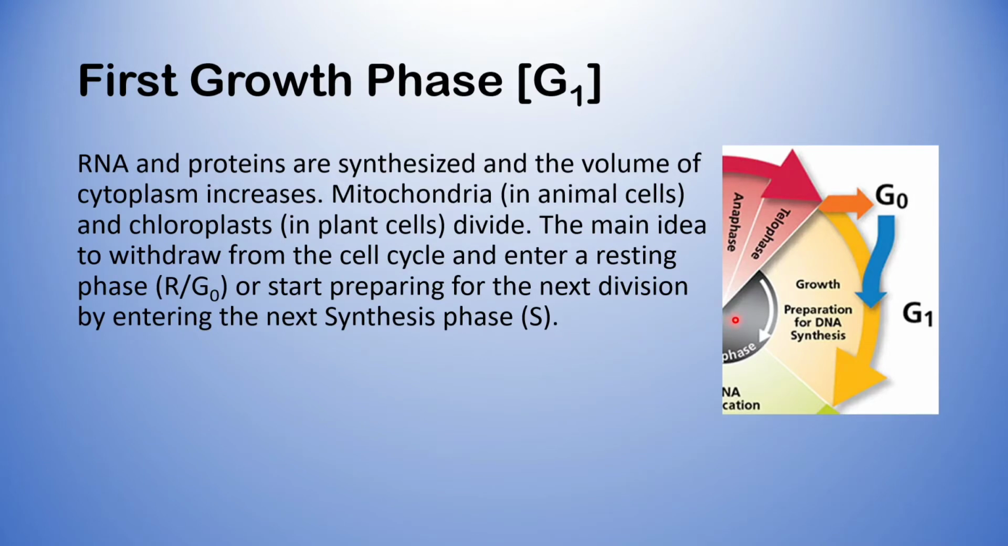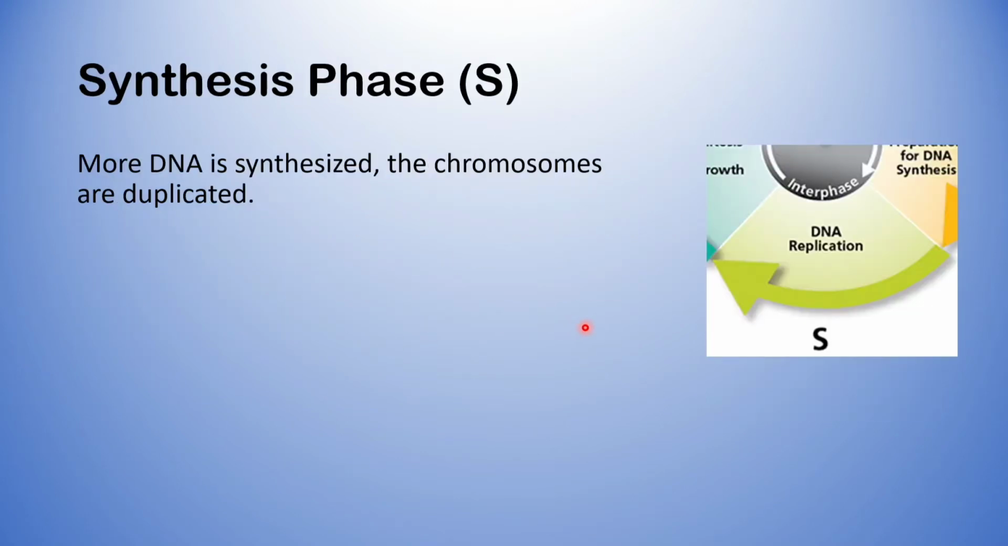Okay, after the division of the cell cycle, it will again go to the rest phase, or we can say the R phase or G0 phase, or again it starts preparing for the next cell division by entering the next synthesis phase. Okay, right? So now the synthesis phase: more DNA is synthesized, the chromosomes are duplicated. Okay, DNA replication, so chromosomes are duplicated. Simple.